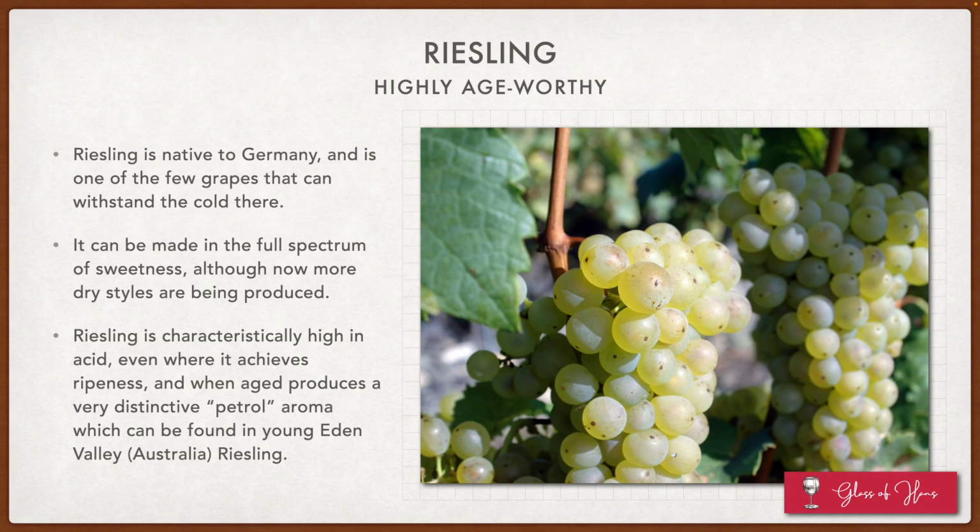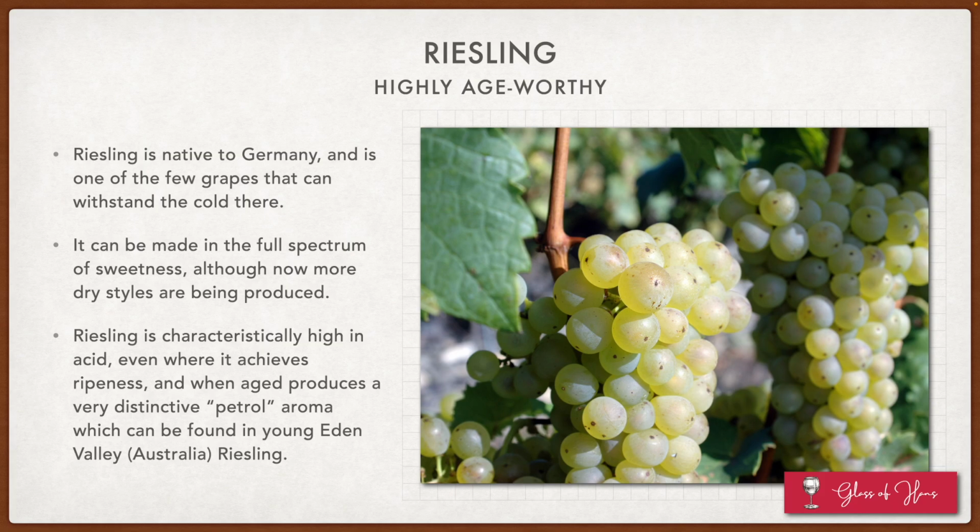And we also have Riesling, which is actually a very age-worthy wine to be remembered. Sometimes it's hard to remember this because Rieslings tend to be quite inexpensive, and we don't necessarily think of inexpensive wines as highly ageable, but it is. It is native to Germany because it's one of the few grapes that can withstand the coldness of Germany. And it can be made in the full spectrum of sweetness, although now more dry styles are being produced.